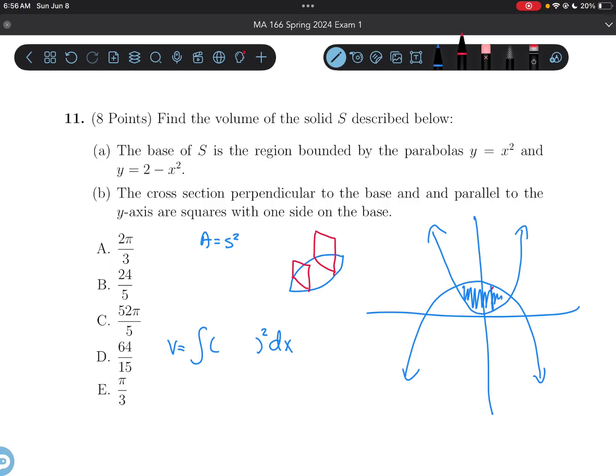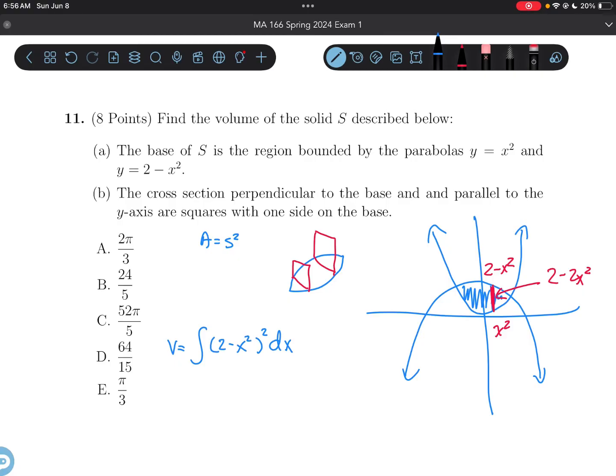Suppose this would be an example side length. This top curve is 2 minus x squared, and this bottom curve is x squared. So that means the length of this line segment would be 2 minus 2x squared. We just subtract x squared from 2 minus x squared to get this. That's how we find that.